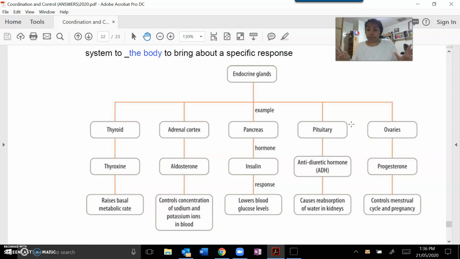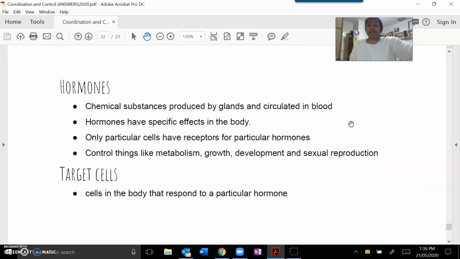You don't need to memorize this. This is just an example of what's in your body. For example, insulin, maybe you've heard of insulin before, is made by the pancreas, and that is involved in controlling your blood glucose levels. So there are multiple glands around your body that release these chemicals known as hormones that will carry out a response. So these are very important dot points you need to know of what a hormone is.